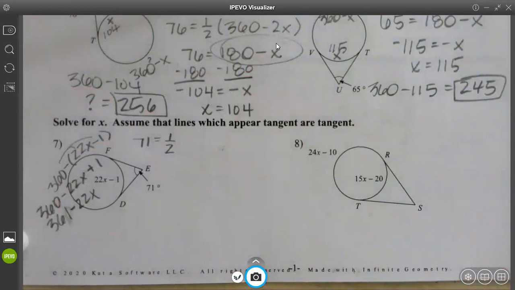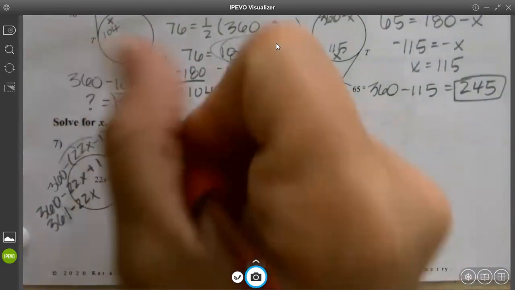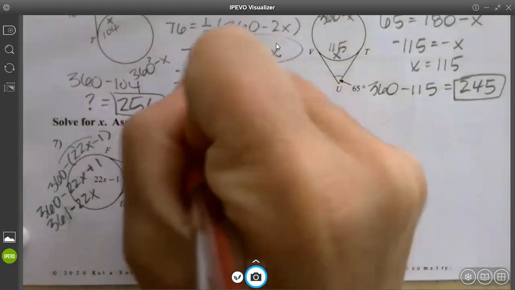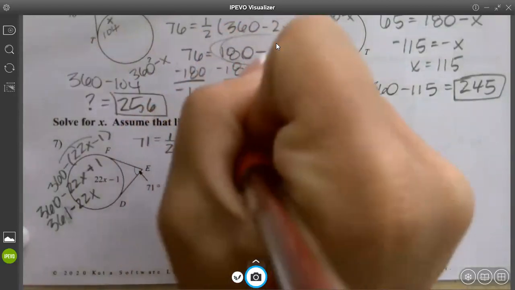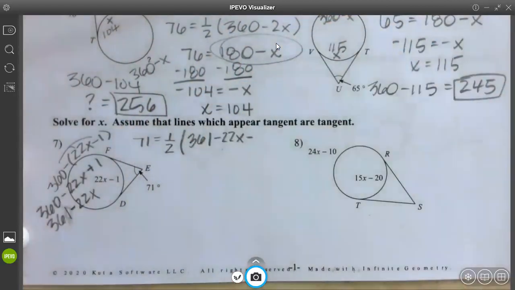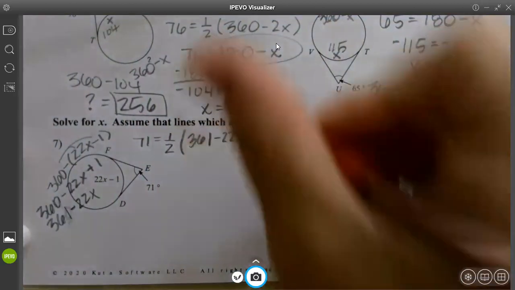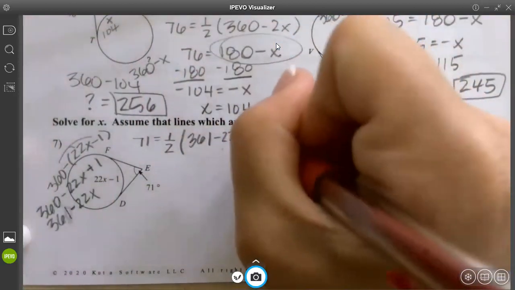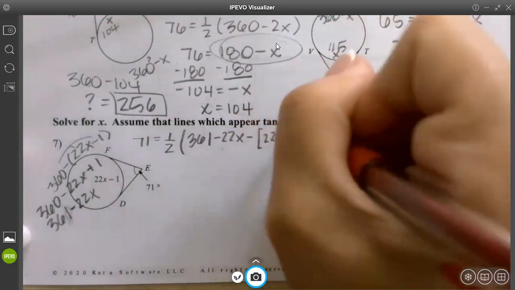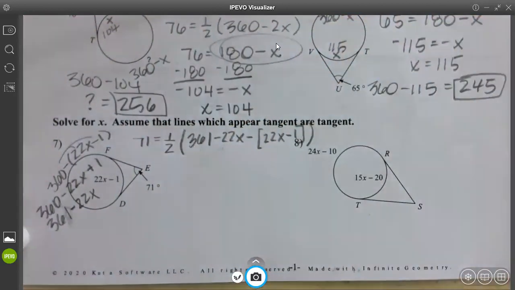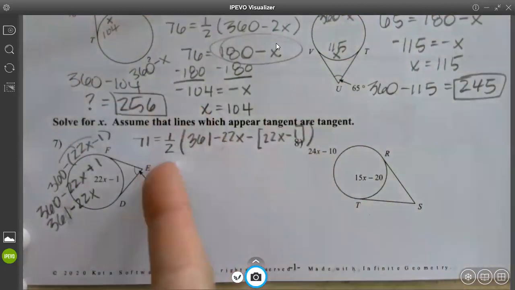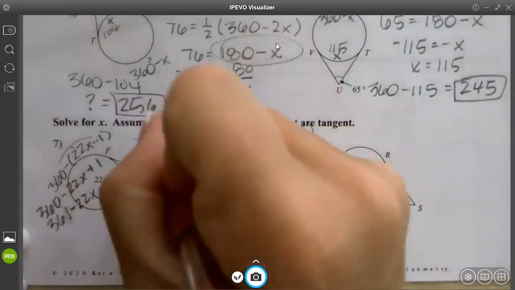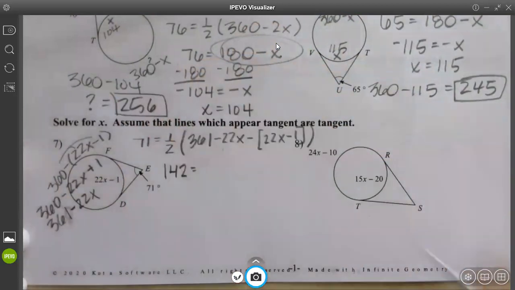All right, so I told you these are the crappy ones when you're having to deal with the arcs, okay? Big 361 minus 22x minus your little 22x minus 1. This is where I said you'll mess up. Not on purpose, just by going kind of quick, okay? I'm going to go ahead and multiply this 2 out just to get it out of the way. So I'm going to get 142.